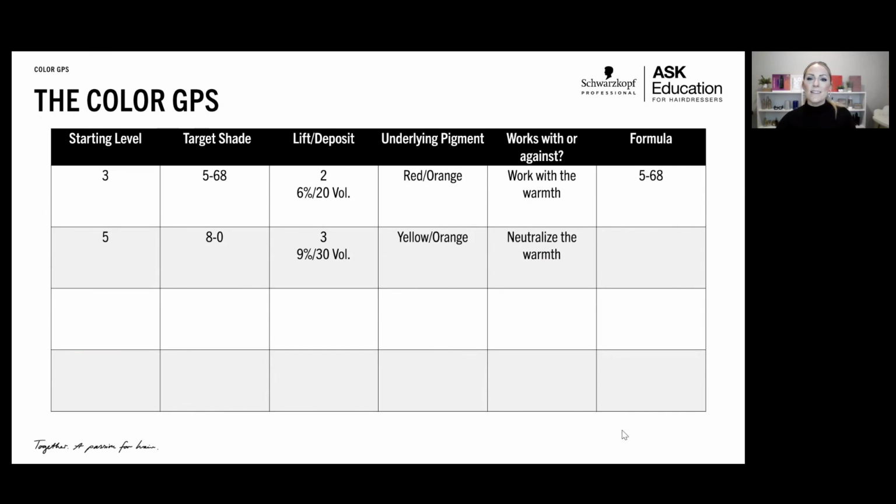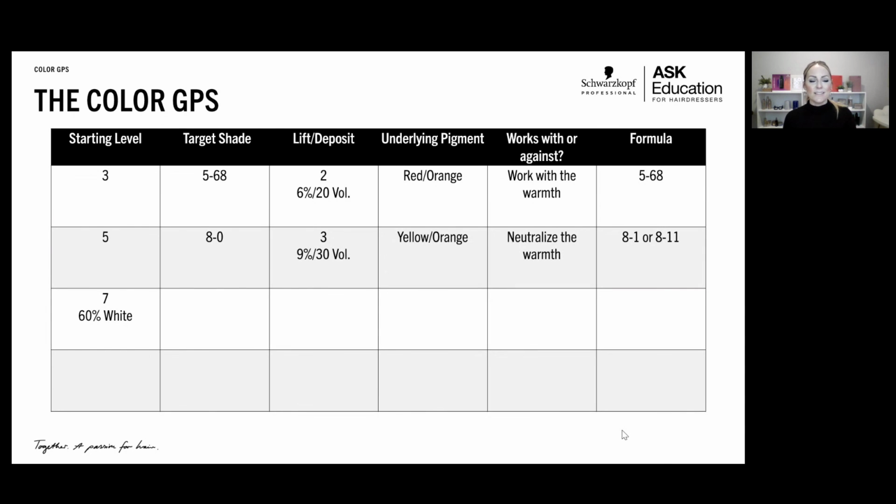Because it's always the shade that we use plus the underlying pigment that equals that target shade. So a good option would be using 8-1 or 8-11. So this is a level 8 cendre, which is a violet blue, or our double cendre or cendre extra, which is violet blue as well, but a little bit more for extra neutralization, especially if the client has a lot of underlying pigment. So these would be a great option because I know that my violet blue is going to neutralize my yellow orange, right?